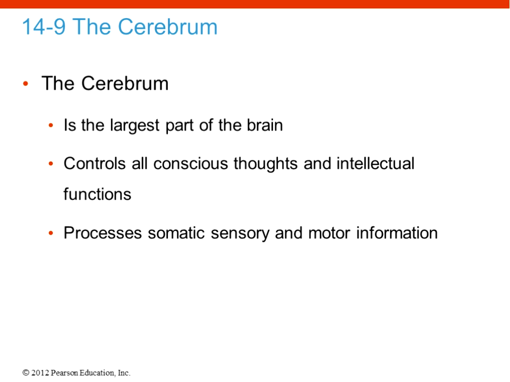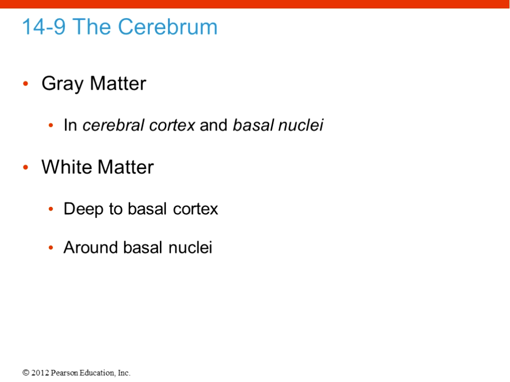to the cerebrum, which again, the cerebrum is the largest part of the brain, right? This is where all the higher order stuff is happening: all conscious thoughts, intellectual functioning, processing sensory and motor information. So we're going to see a lot of functionality with the cerebrum, of course. And so, as I said, the gray matter, there are two areas.